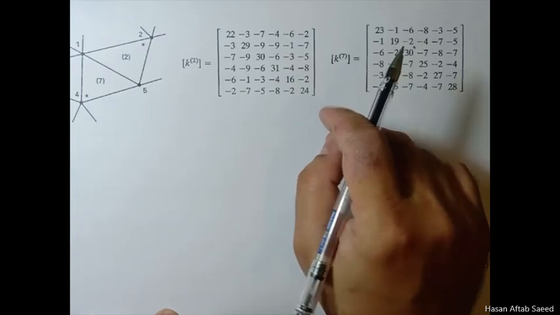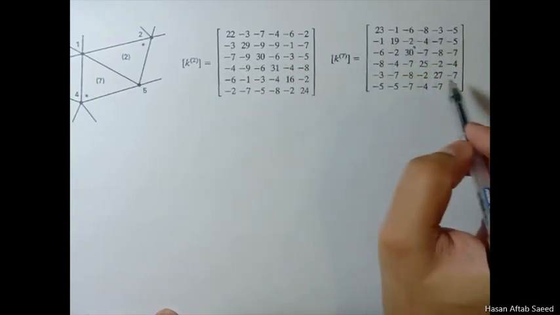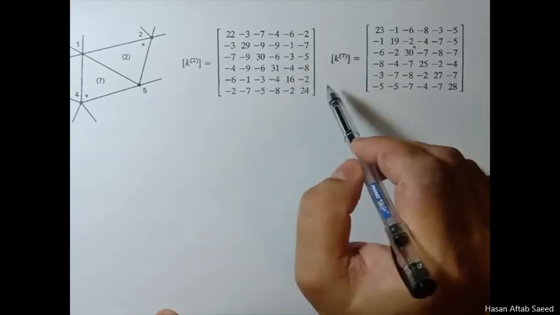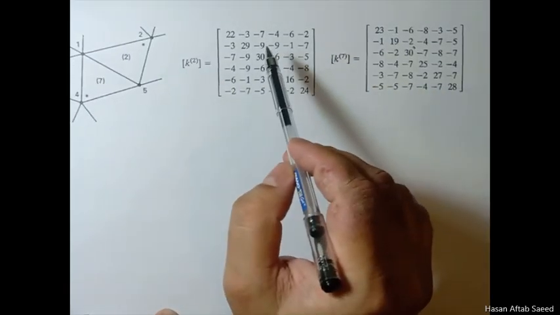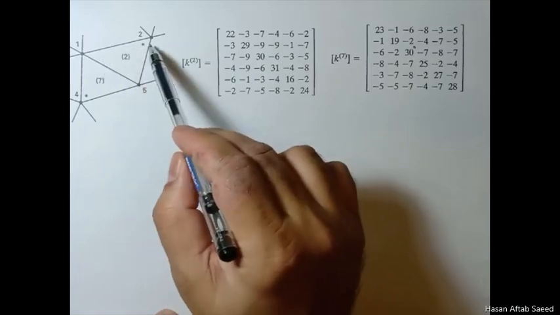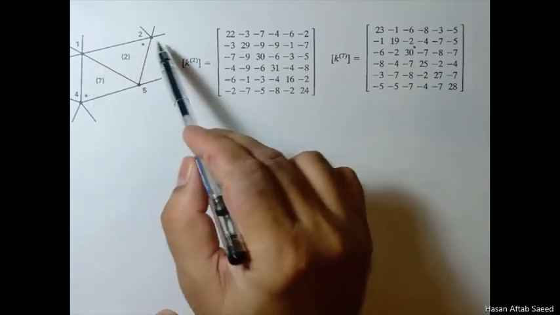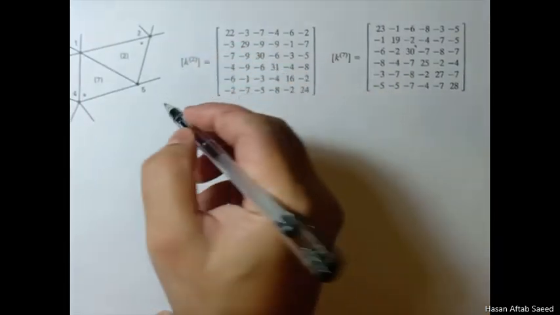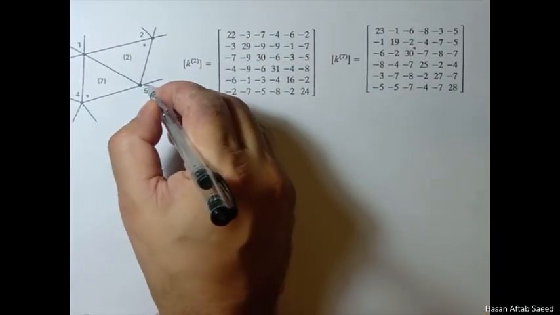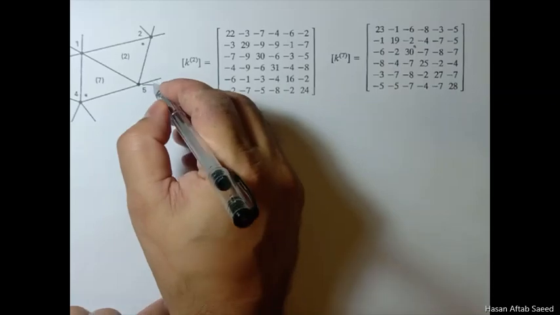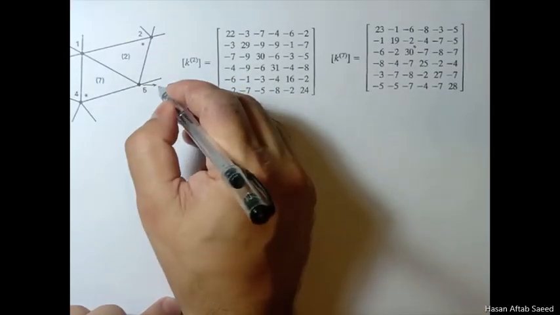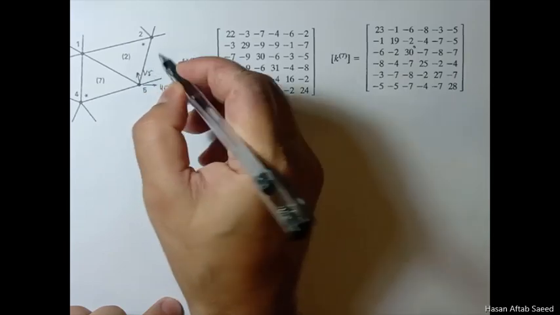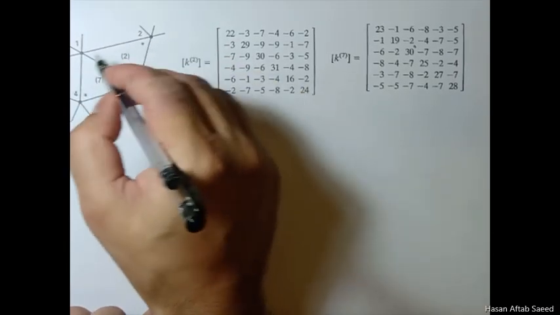Now, does this size make any sense? K2, you have 6 by 6. So does it make any sense? Yes, because for each element you have 3 nodes. For element 2 or element 7, you have 3 nodes, and each node has 2 degrees of freedom. For example, if we talk about this, the degrees of freedom you have are U5, V5. Similarly, U2, V2, U1, V1.